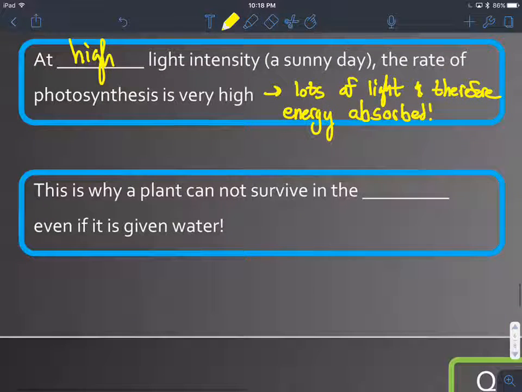This is why a plant cannot survive in the dark, because it needs sunlight. Now, if you have a UV light, like some of you might have in your house, to give plants the light that it needs, that's fine. It's getting plenty of energy from that UV light. But aside from that, plants aren't really able to survive in the dark. Think about it. If you put a plant in a cupboard, would it be able to grow? It wouldn't.